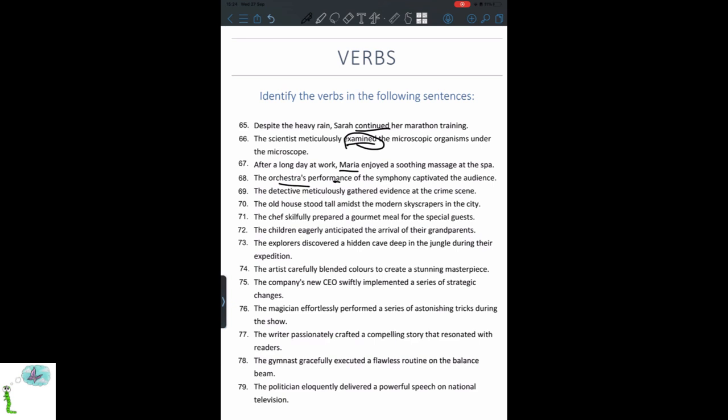Orchestra's performance of the symphony captivated the audience. So even though the performance is being done, the subject of the sentence is the audience, and they're being captivated. So captivated is going to be the verb in the sentence.